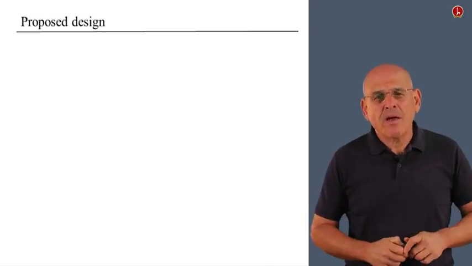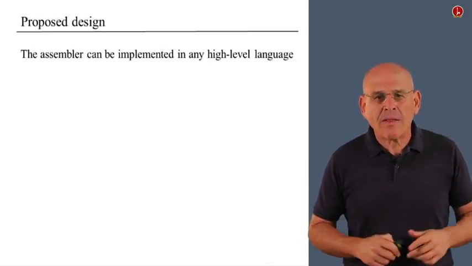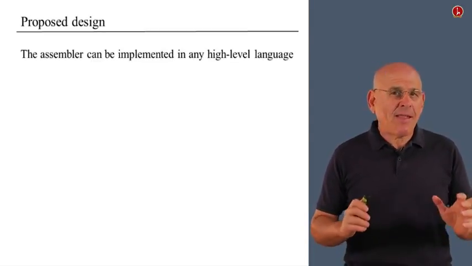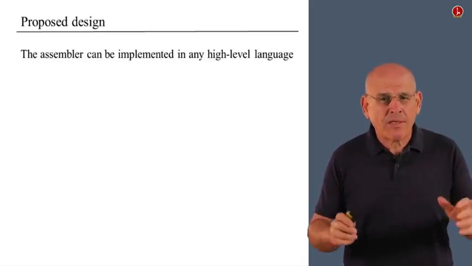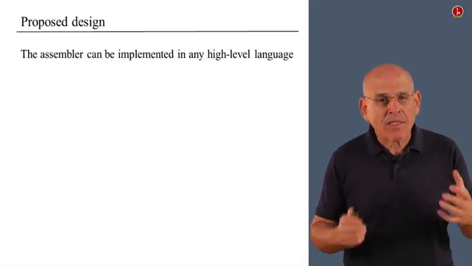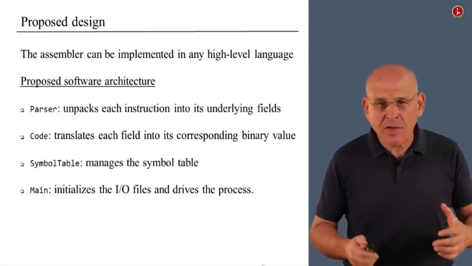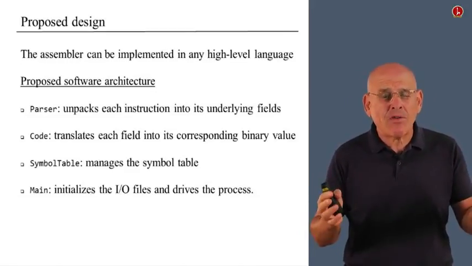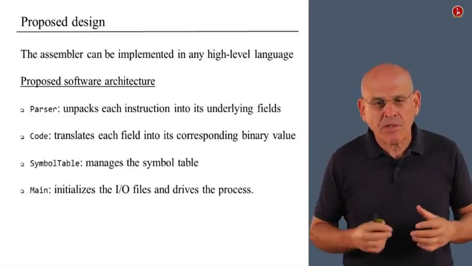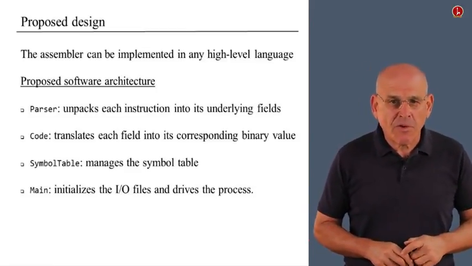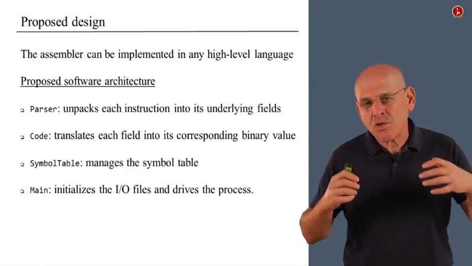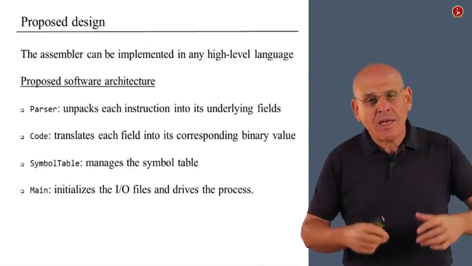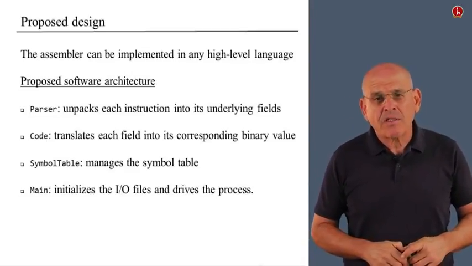Now, how do we do it? Well, once again, you are welcome to write this assembler in any high-level language that you please. And yet, we recommend that you follow a certain software architecture. And we described this architecture in the previous unit, so I don't want to spend too much time talking about it, but I just want to remind you that the architecture that we propose consists of 4 different software modules. Each of these modules should be a standalone software module that can also be unit tested in isolation from the other modules.